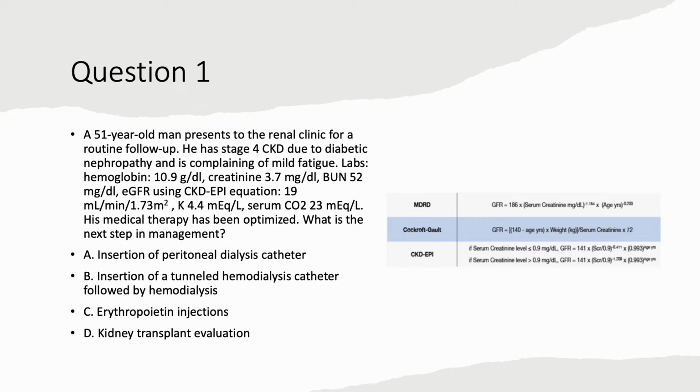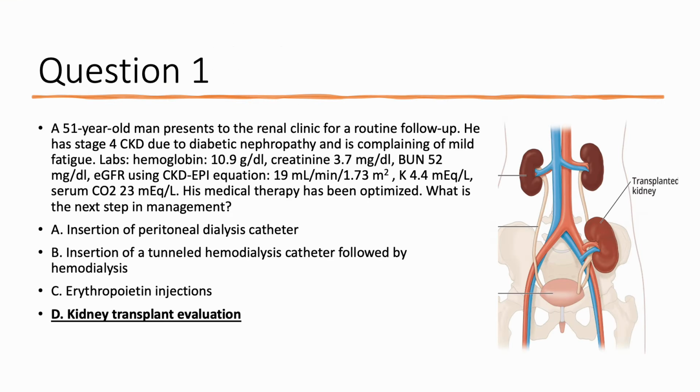And the correct answer is D. Kidney transplant evaluation. So why is that? This patient has very mild, if any, uremic symptoms. Starting erythropoietin injections, this is option C, is premature. Hemoglobin is slightly low. Most people would wait until hemoglobin is between 9 to 10 to initiate that. So this is not the best answer.